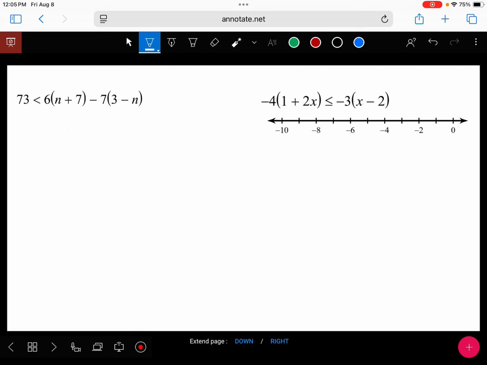No, I'm taking it off. Just the answer in interval notation. Now this one, these are a little trickier because you have to distribute twice.